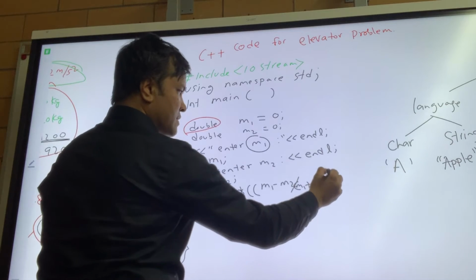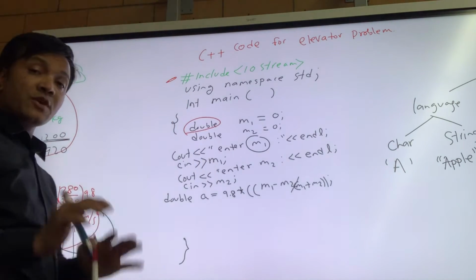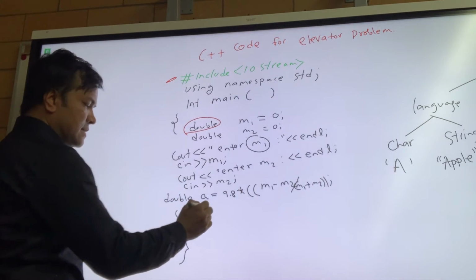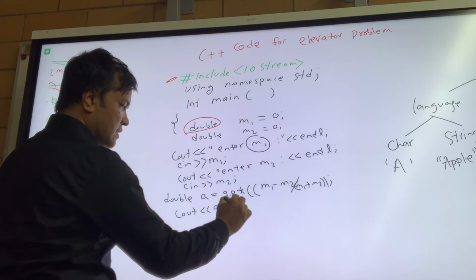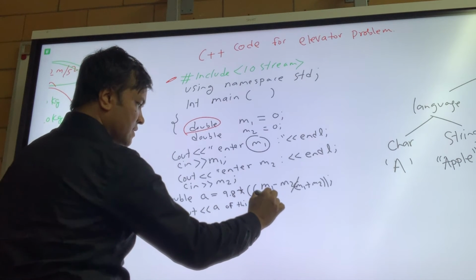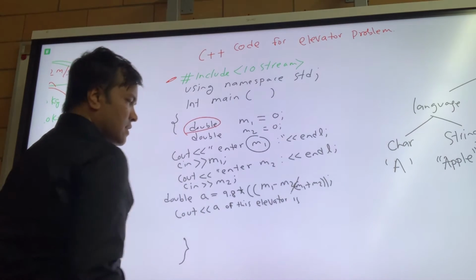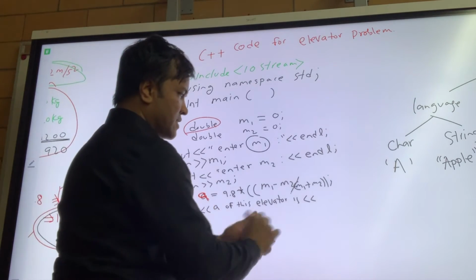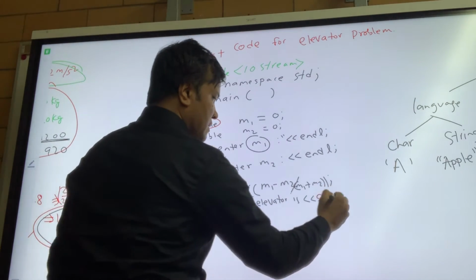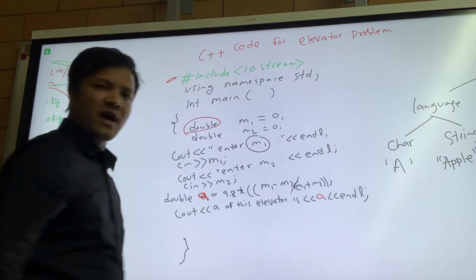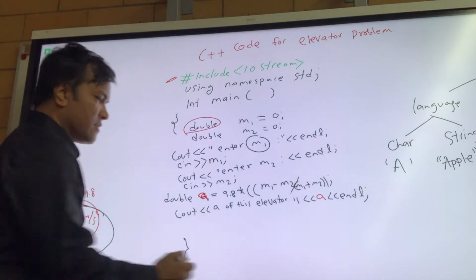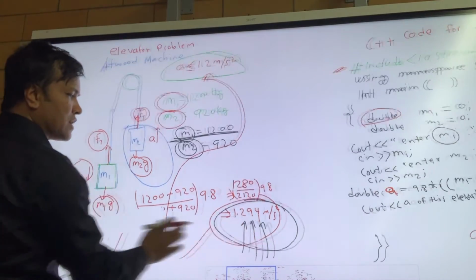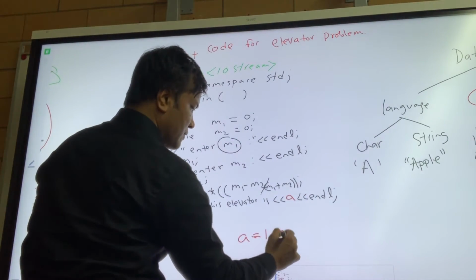And then curly braces, semicolon, and then we're going to have to write a print statement. So cout, you're going to write acceleration of this elevator is, and then we're going to write A. So this A right here. And now we're ready to run. If we run this, the computer is going to give you the acceleration, exactly the same thing you did by hand, 1.294.